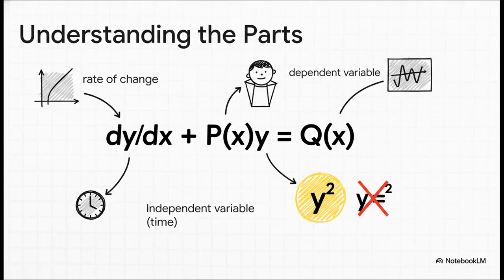That dy/dx part, that's just a fancy way of saying the rate of change. So how fast our temperature, y, is changing over our time, x. We call it first order because we're only looking at that first derivative, nothing crazier. And linear, that just means our variable y is just y. It's not y squared or the square root of y or something weird. That's what keeps the math from getting out of hand.